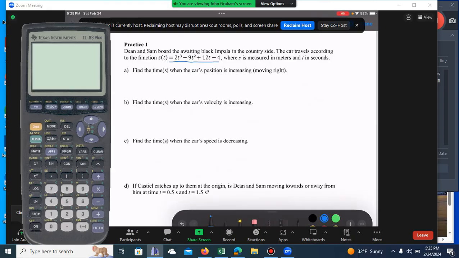Find the time when the car's position is increasing, moving to the right. To find your derivative, we'll have 6t squared minus 18t plus 12. And we can factor out 6, and we can factor this. It will be, let's see, t minus 2, t minus 1. That's your derivative, and you want to get when this is going to be equal to 0, t equals 1 and t equals 2.